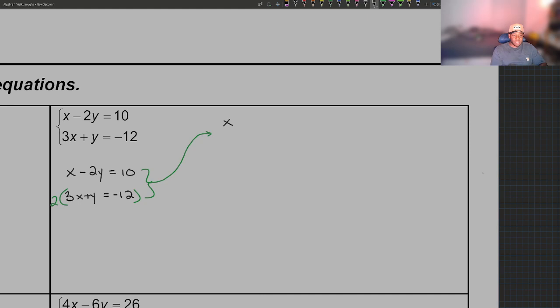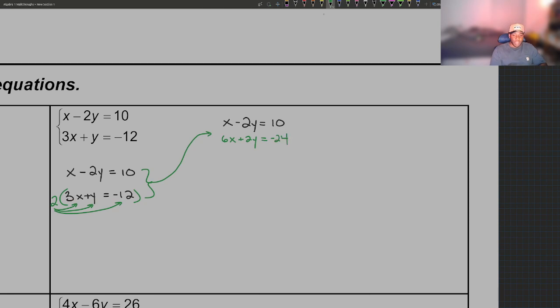And so now our system is going to look like this. Again, x minus 2y equals 10. We're not changing that at all. We're not touching that equation. But the second one we are. And we're going to do that by multiplying everything by 2. So 2 times 3x is 6x. 2 times y is going to give us positive 2y. And 2 times negative 12 is going to get us negative 24.